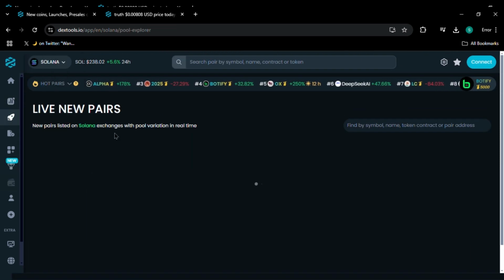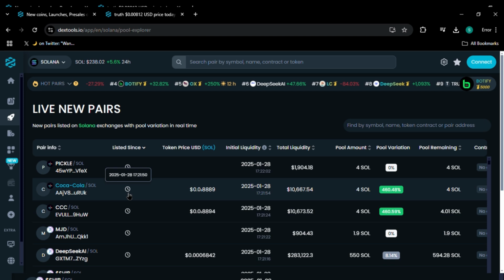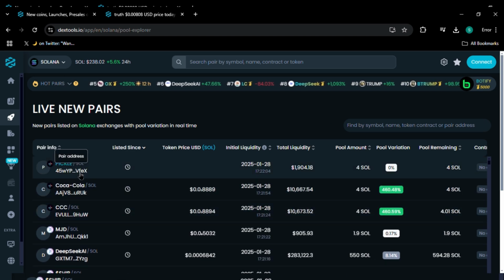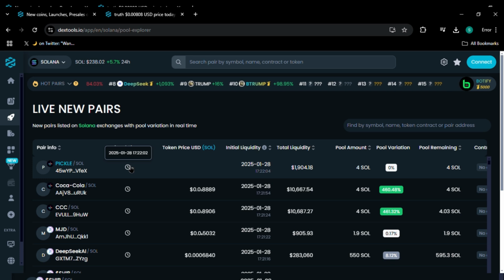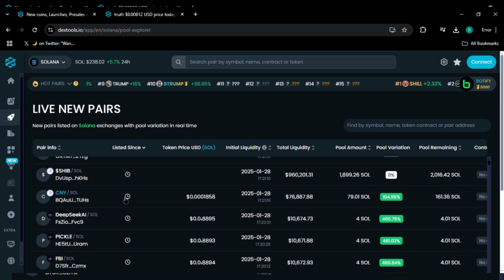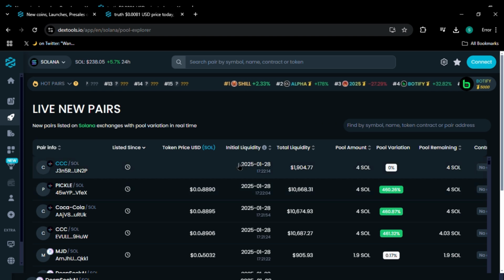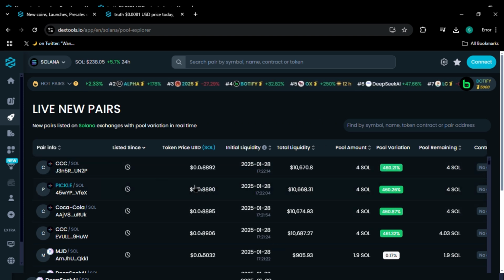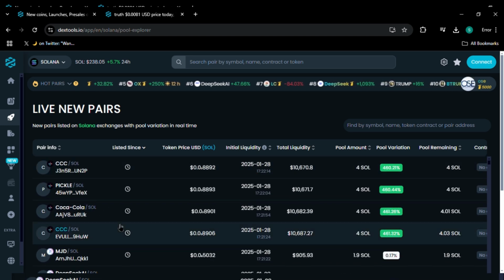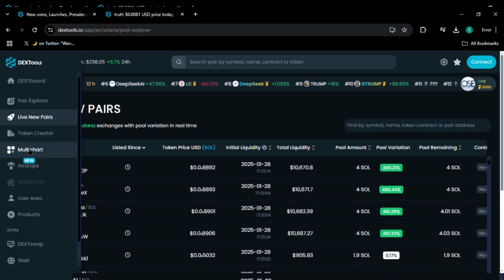And then we have live new pairs. You'll be able to see all of the new pairs of meme coins that are added to the market right now. So this is basically going live right now, and as soon as a new meme coin gets added into Dextools, it would be displayed over here. Now you can see over here it is updated at 5:22. So you can see all of the live tokens right now and have a look at what is going on in Dextools.